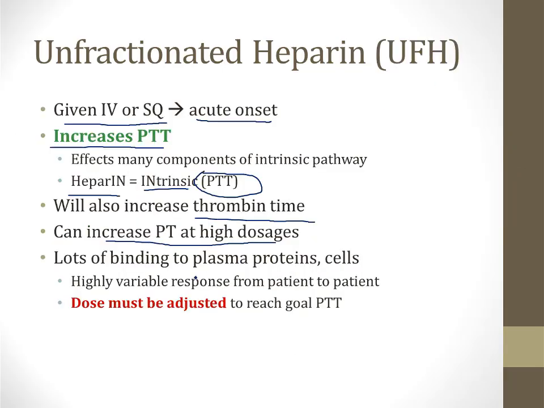So that brings me to the final point about heparin, which is that it binds extensively to plasma proteins and inside of cells, and there's a highly variable response from one patient to another. So for this reason, the dose must be adjusted to reach the goal PTT. If you administer 5,000 units of heparin to two different patients, you may get two very different effects. You have to check the PTT to see if the patient has received enough medication or too much medication.